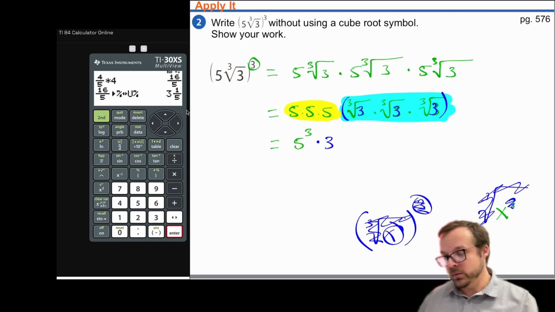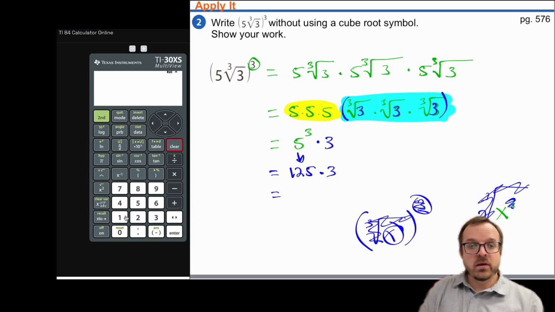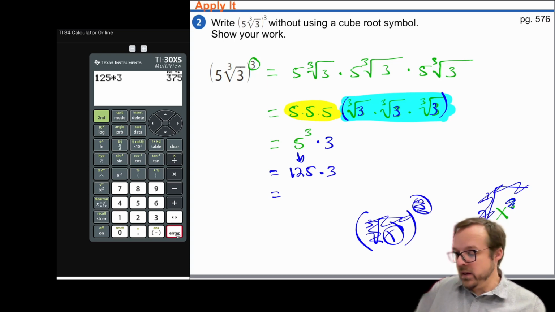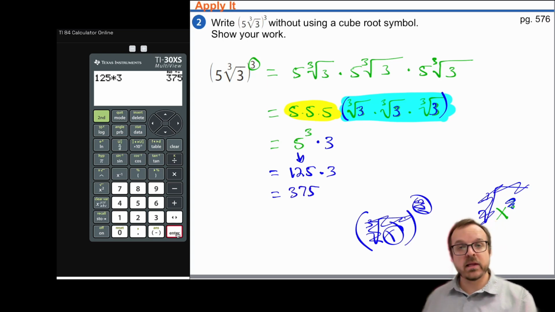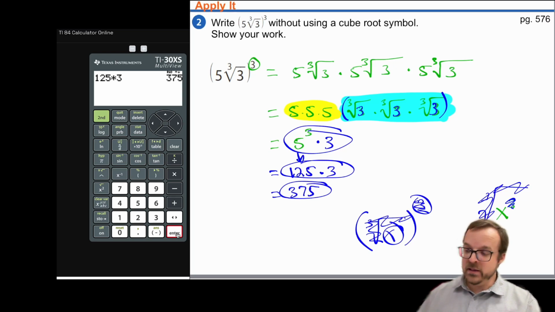Okay. At this point, though, we can't multiply 5 times 3 because we don't have the same exponent. We can't use the power rule. We could leave it like this because I have rewritten this problem without a cube root symbol. I could take this further to say that 5 cubed is 125, and I could times that by 3. Over here, 125 times 3 is 375. Right? So that's also fine because that is also an answer without a cube root. So this is without a cube root, this is without a cube root, and this is without a cube root. Any of those would be an answer to the question given to me there.